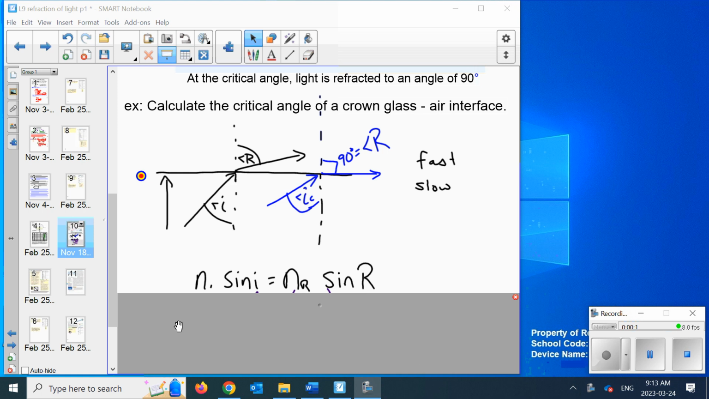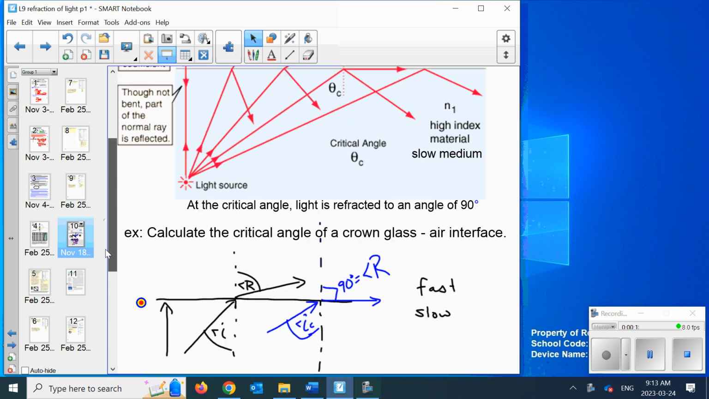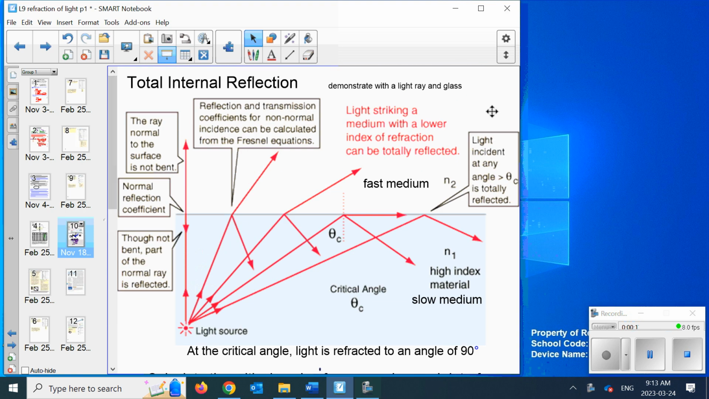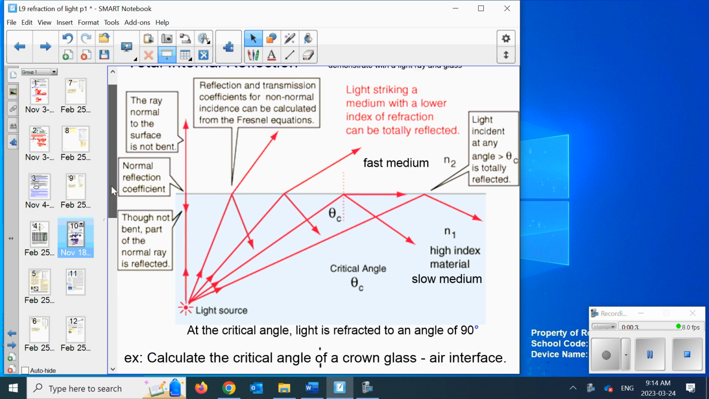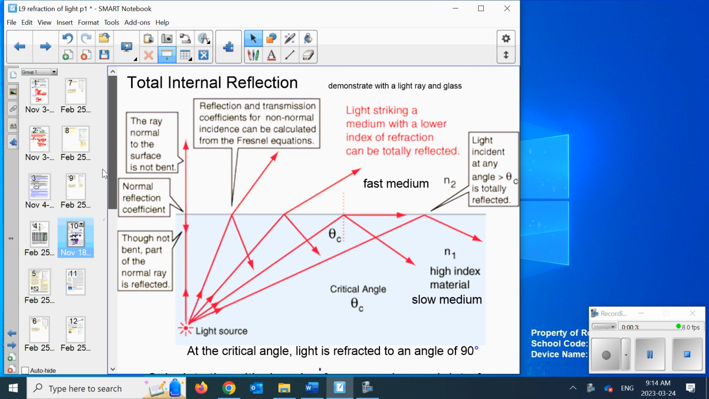I'll backtrack a little bit. Total internal reflection. We did a demonstration or two, but we're talking about between a slow and a fast medium. There's a point, it's called the critical angle, where all light cannot pass through. It'll totally be reflected, non-refracted. Pause the video, examine that diagram if you wish.